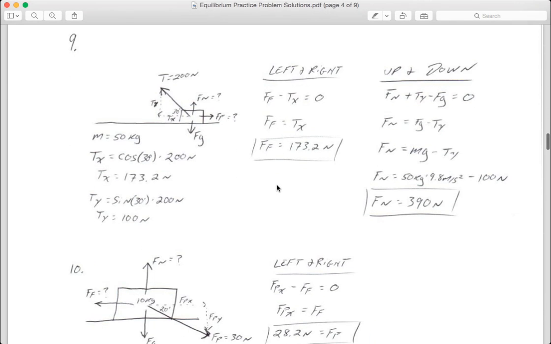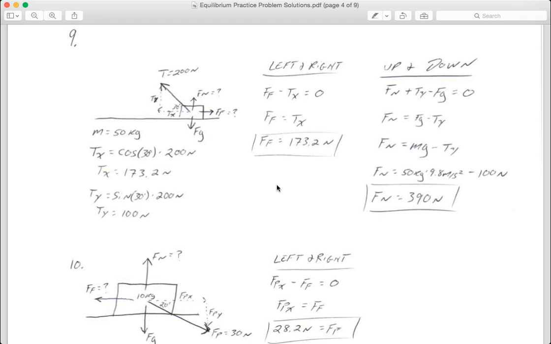All right, moving on to number 9. Number 9 is an object that's being pulled at an angle, and the force of pull, or the tension, because you're pulling a rope, is 200 newtons. That means you're pulling a little bit up, that's T in the Y. You're pulling a little bit left, that's T in the X.